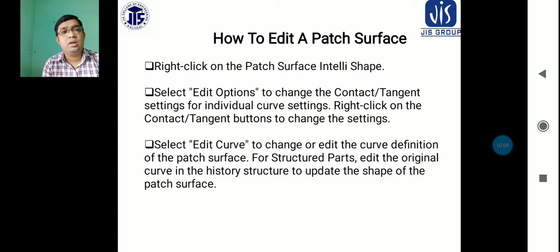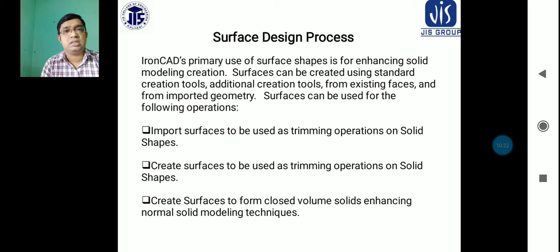How do we edit this curve? These are the structure parts: edit the original curve in the history structure to update the shape of the path surface. In the surface design process, the primary use of surface shapes is for enhancing solid modeling creations.